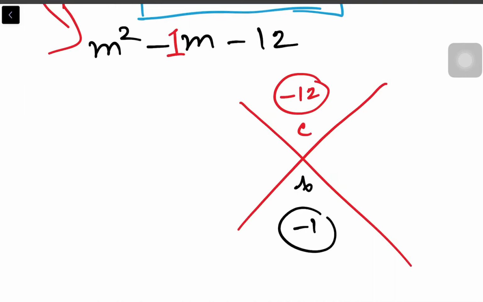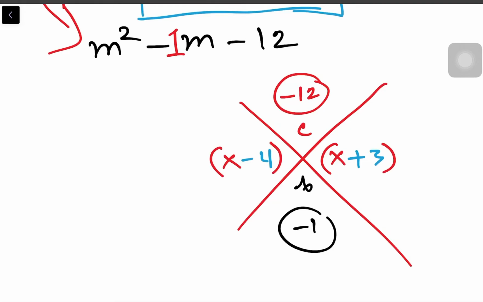So I need two numbers. If I multiply, I get negative 12, but if I add, I get negative 1. What are those two numbers? Negative 4 and positive 3, right? So negative 4 times 3 is equal to negative 12, and negative 4 plus 3 is equal to negative 1. So we are done. What I'm going to do, I'm just going to include 1x, just like this, and I'm going to include x, and we just found our answer.